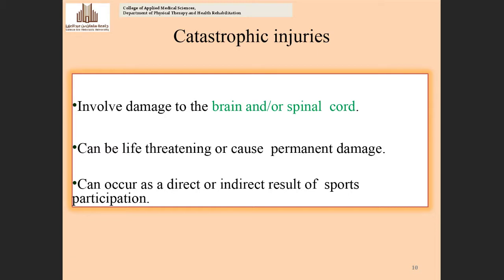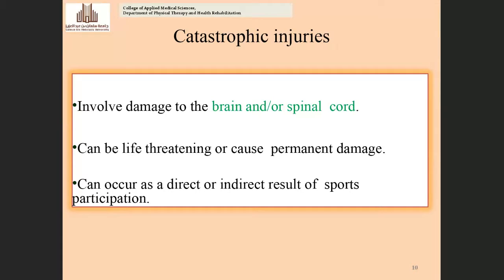And catastrophic injuries. Catastrophic injuries are life-threatening injuries that involve damage to the brain or spinal cord. For example, a person in a bike race or a car race. If they are driving very fast, at a speed of 300 or 400 kilometers, and they hit something or are not able to control the vehicle, there is a chance of a huge accident which may lead to injury to the brain and the spinal cord. So this also comes under sports injuries.